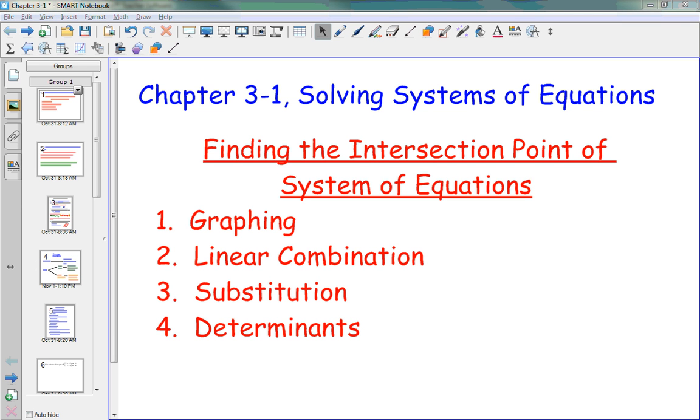Chapter 3-1, solving systems of equations. This is a new chapter. And with the new chapter, our whole point today is to be able to take two equations in the form of y equals mx, or they're not in that form, so you need to get them in that form, and find in space where they cross.